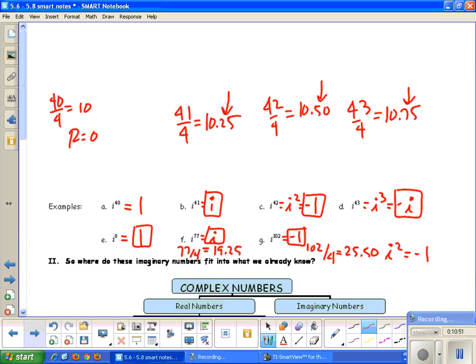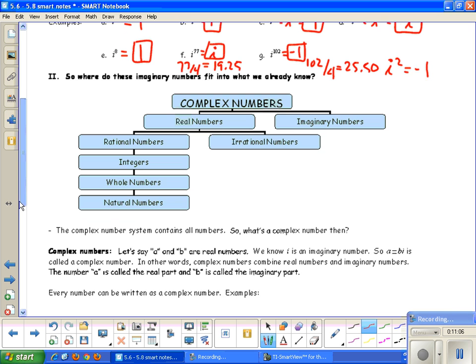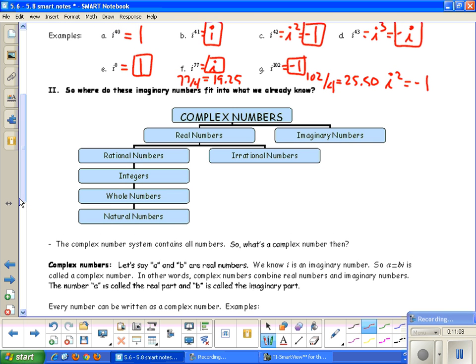So anytime you have anything that's not i to the first power when you're simplifying it, then you want to simplify it using our power rule. Now, you're wondering, where do these imaginary numbers fit into what we already know about the real number system?